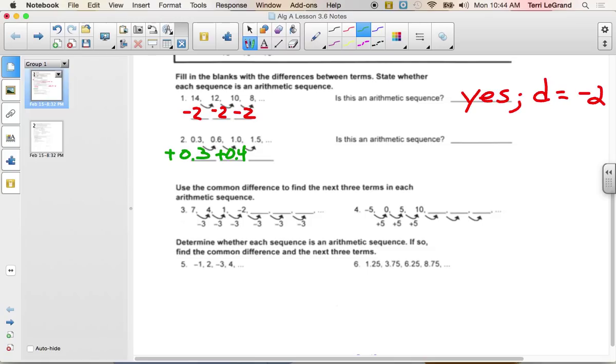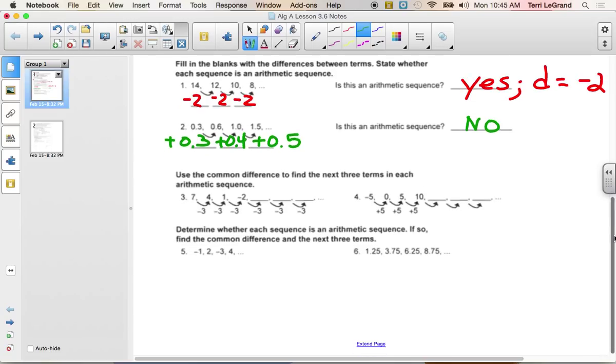To get from 1 0/10 to 1 5/10, what actually goes on? Plus 0.5, add 5/10. So is this an arithmetic sequence? No. Why not? Because it's going up by 3 and 4, which is not the same. It's not a common difference. It's not a constant. So we would say no to this one. We don't have to identify d because it's not an arithmetic sequence.